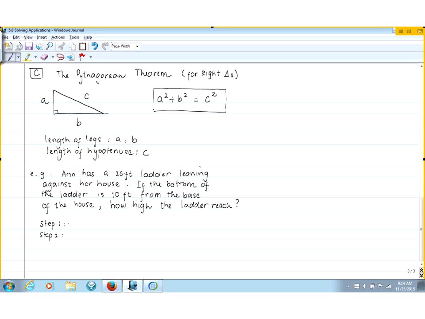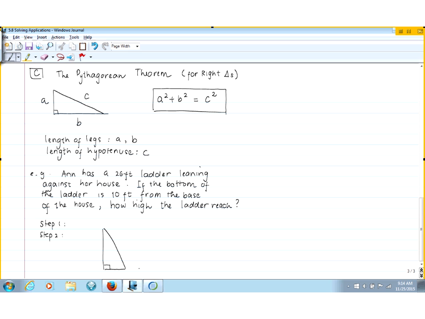Whenever we are drawing, maybe we will wait for step 1. Let's do step 2 first. So suppose this is my house. And what about the ladder? The ladder is leaning. Okay, so it's like this. Not too good a drawing. So maybe more like this. Okay, so it's not leaning too much.